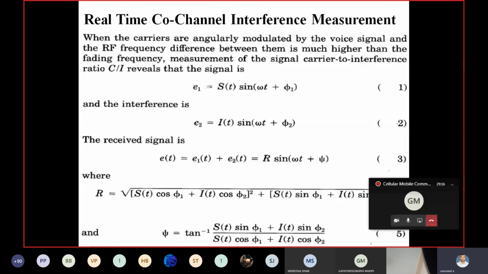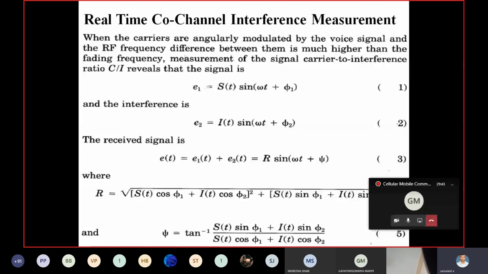E of t is equal to S of t into sine of omega t plus phi 1 plus I of t into sine of omega t plus phi 2, which we assume is equal to R of sine of omega t plus psi. What is meant by R here? Just for simplification, looking at E1 of t plus E2 of t, R is given by the root of S of t cos phi 1 plus I of t cos phi 2.